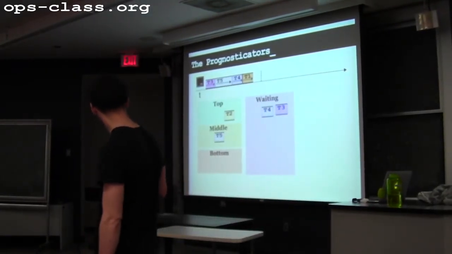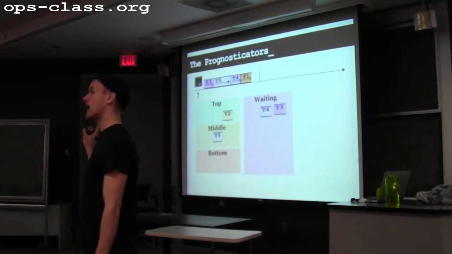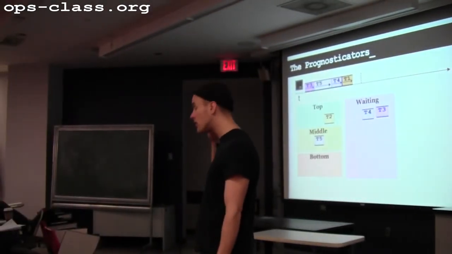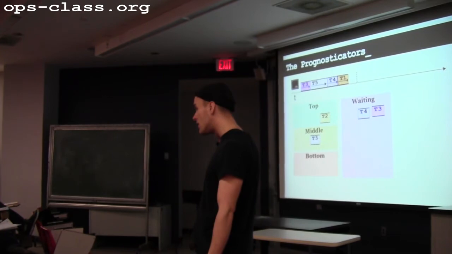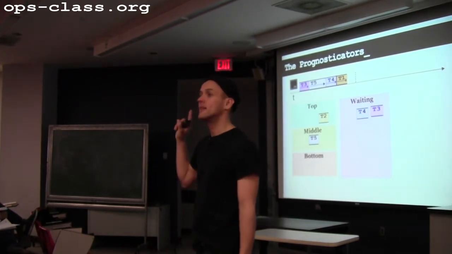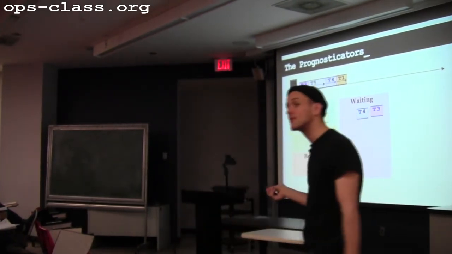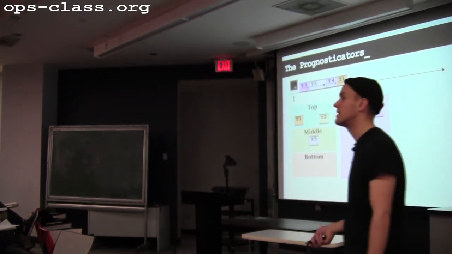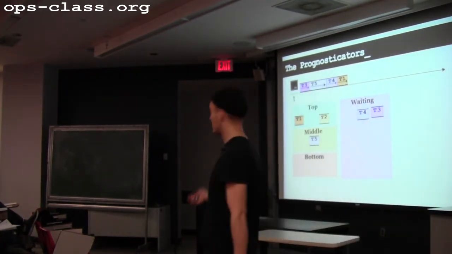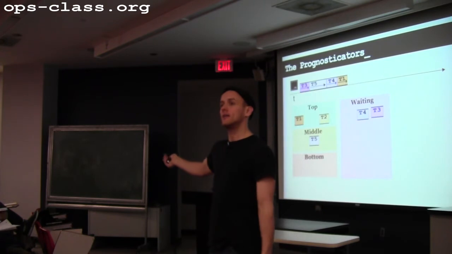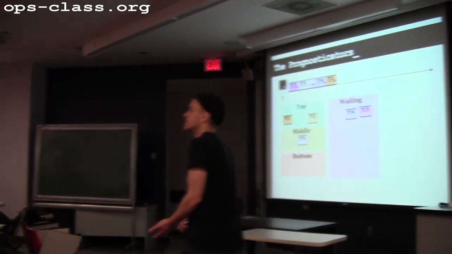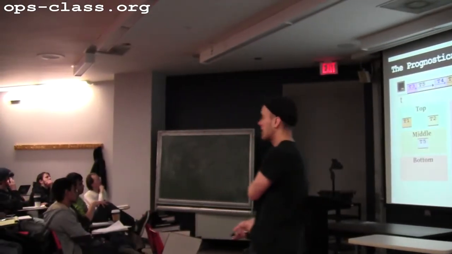Now I run T1. T1 also, now okay, trick question. Where does T1 go? It depends, right? Maybe T1 yielded. So T1 goes back to the ready queue, back to the top, right? I only go to the waiting queue if I blocked, right? If I yield, I'm still runnable. So I'm back on the top level, okay?